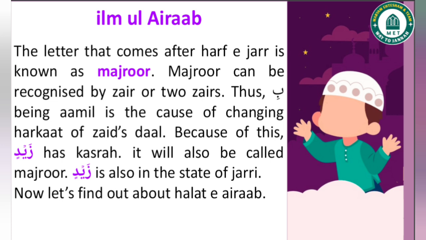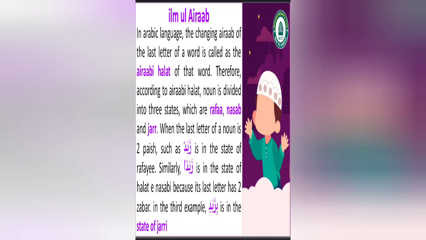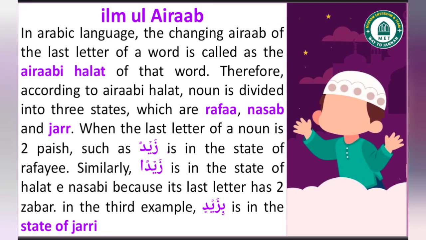Now let's find out about Halat Airab. In Arabic language, the changing Airab of the last letter of a word is called the Airabi Halat of that word. Therefore, according to the Airabi Halat, noun is divided into 3 states, which are rafa', nasab, and jar. When the last letter of a noun has 2 pesh, such as Zaydun, it is in the state of rafa'i. Similarly, Zaydan is in the state of halat nasabi because its last letter has 2 zabr. In the third example, Bizaydin is in the state of jarri.